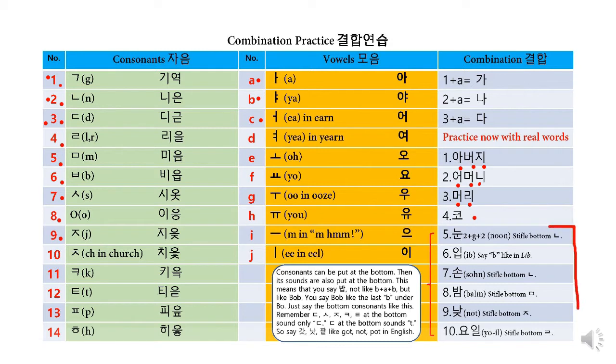And then here, you are introduced to words with a bottom consonant. For example, number five, this is nu. And then you have the bottom consonant nin. So when it's put, it's like an N, U, and this is also N, noon. Yes, and then this E is like E and B.